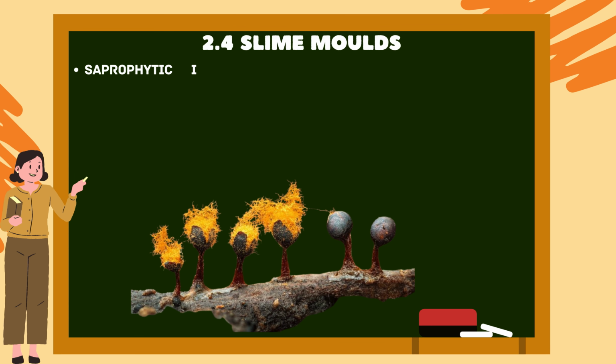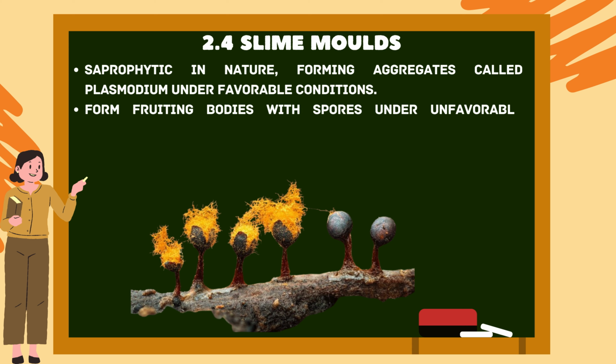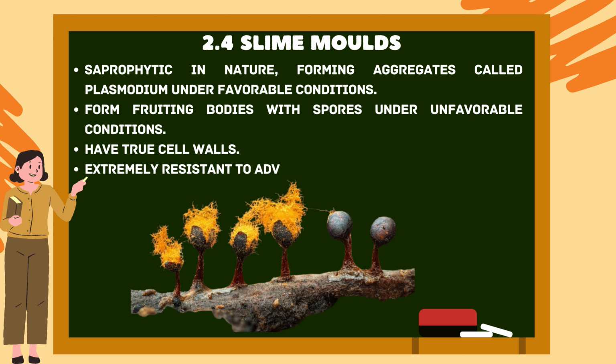Slime molds. They are saprophytic in nature and under favorable conditions form aggregates known as plasmodium. They form fruiting bodies with spores under unfavorable conditions. They have true cell walls and are extremely resistant to adverse conditions.